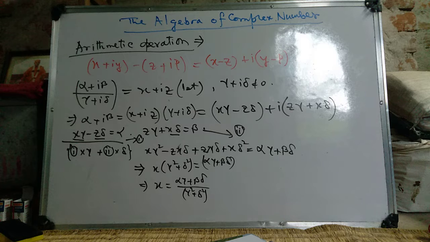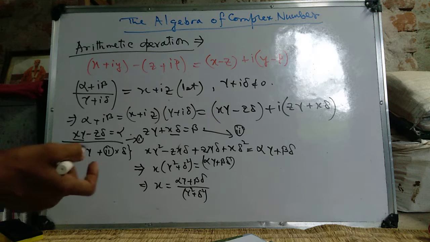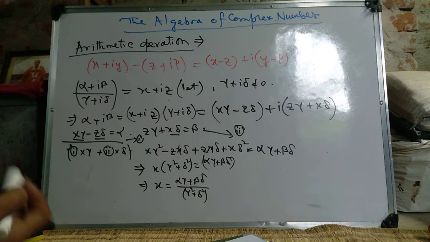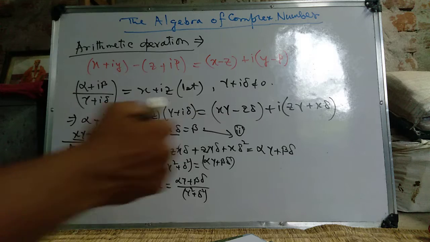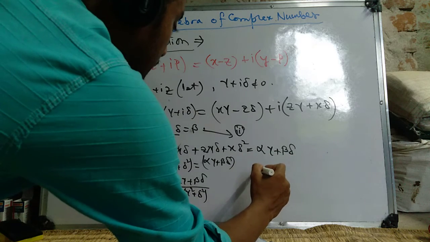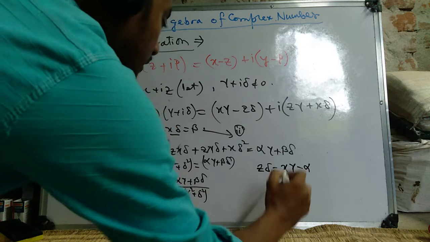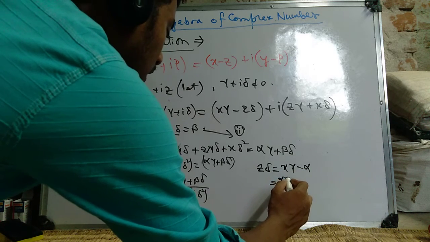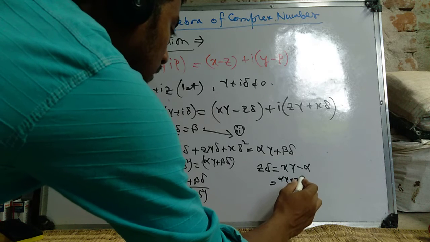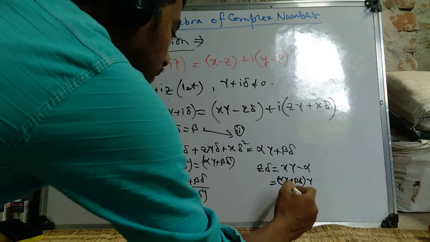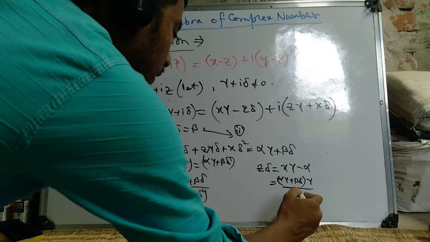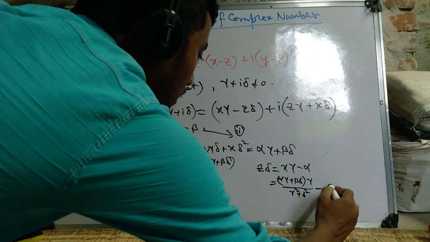Next we find x equal to, and now we find z equal to how much. We put x in equation 1, then we find z. That means here we write z delta equal to x gamma minus alpha, where x equals (alpha gamma plus beta delta) multiplied by gamma by (gamma square plus delta square), minus alpha.